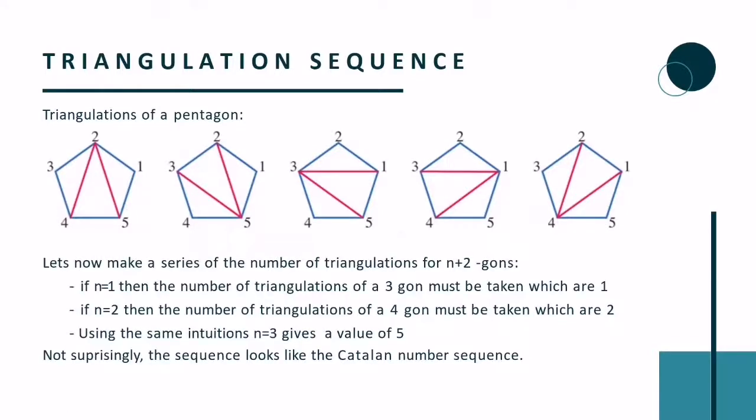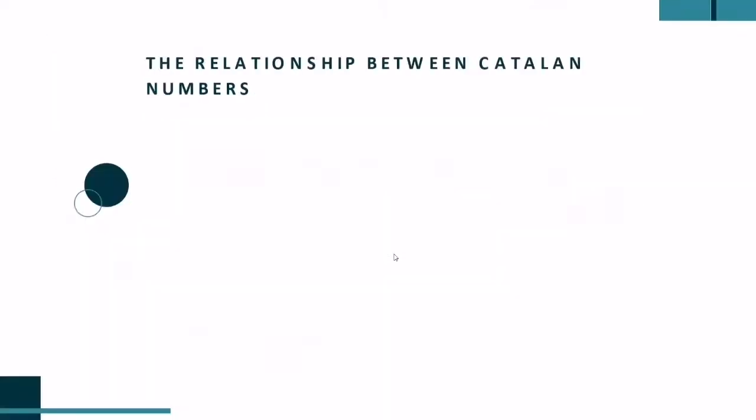So if we make a sequence of the number of ways to triangulate n plus 2 gons. If we take n equals 1, we need to write the number of ways to triangulate a triangle, which is 1. And then if we take n equals 2, we must find the number of ways to triangulate a four-gon, which is a square. And we already found that's 2. And then we did that for a pentagon, which is n equals 3, and that's 5. And you can really see that it's forming the Catalan number sequence 1, 2, 5. And then if you continue on, it makes 14 and so on and so forth.